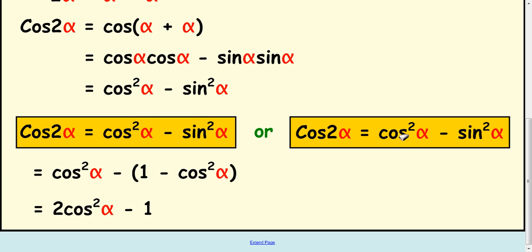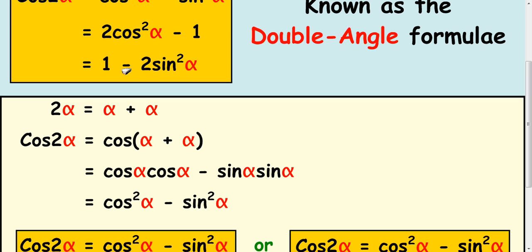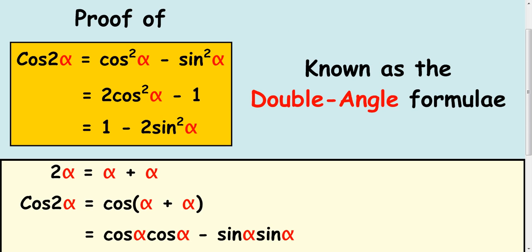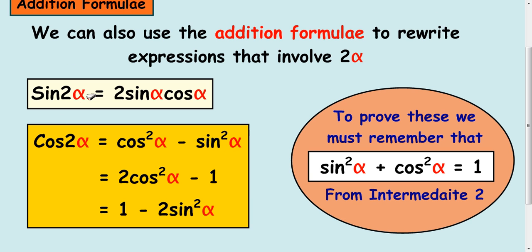And by the same token, we can represent cos squared with 1 minus sine squared. So then you're going to get 1 take away 2 lots of sine squared alpha, so that's going to look like that, which is this here. And I've not done it here, but it's easy enough to do this in the same manner. If you do sine alpha plus alpha and expand it, you're going to get sine cos plus cos sine, and that's 2 lots of sine cos really, which gives you this.